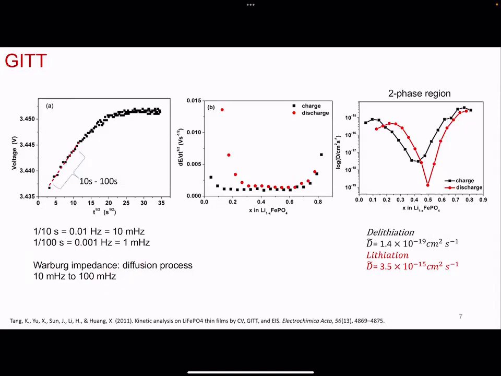You see that Warburg impedance really comes up when your frequency gets to about 10 millihertz to maybe 100 millihertz, right? So 10 seconds to 100 seconds, if you convert that to frequency, if something's happening once every 10 seconds or once every 100 seconds, you're looking at 10 millihertz to 1 millihertz. So it's not really within the Warburg impedance regime. So there's something else that's built into this diffusion coefficient and voltage response that you're measuring.